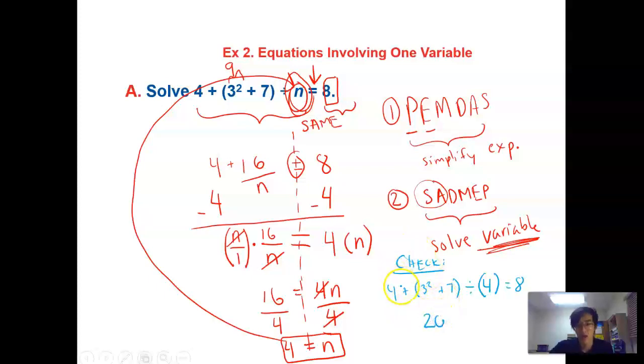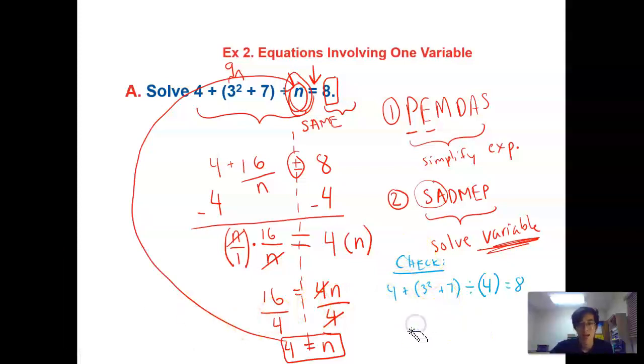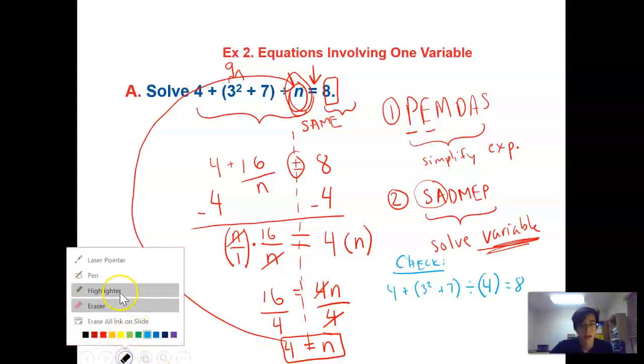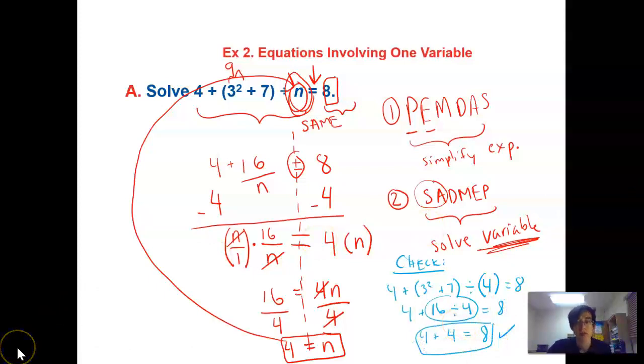Wait, I'm not doing order of operations. Alright, let me try it again. So 16 divided by 4 plus 4. Remember, you have to divide first before you add. So 16 divided by 4 is 4, plus 4, and that does equal 8. So that should be the correct answer. All right, so that's how you work that out.